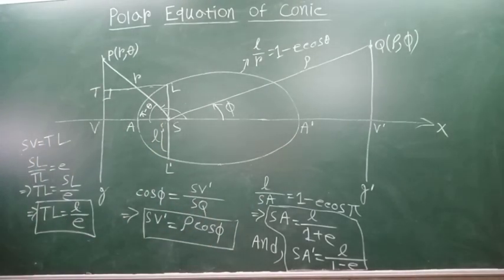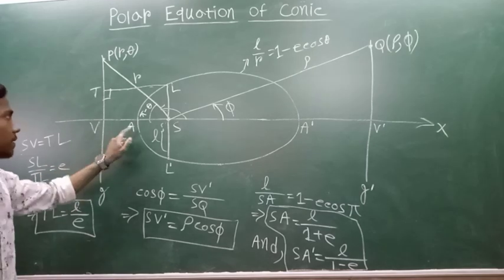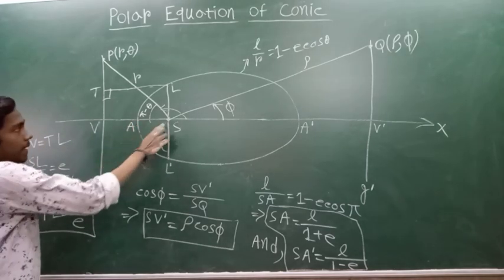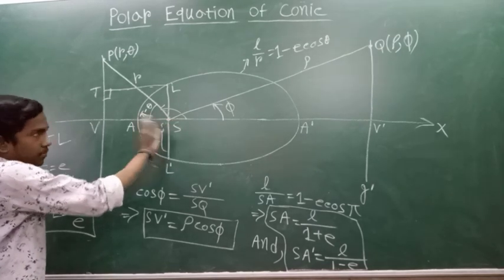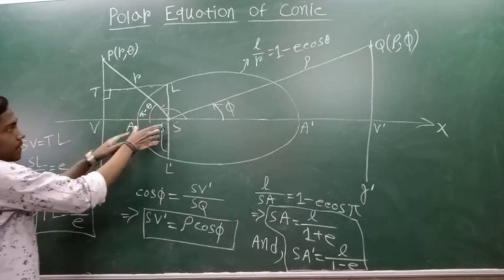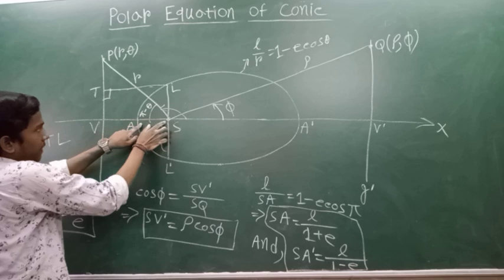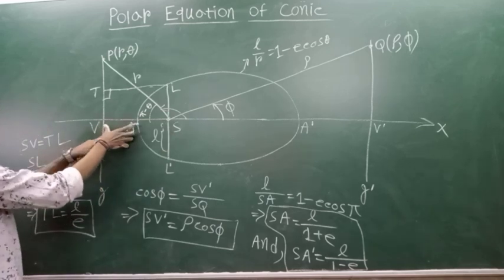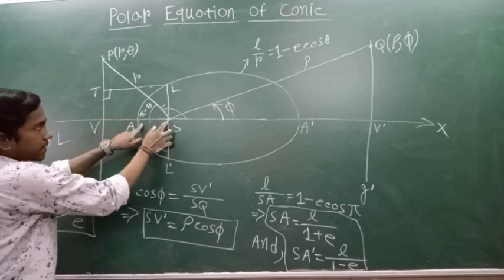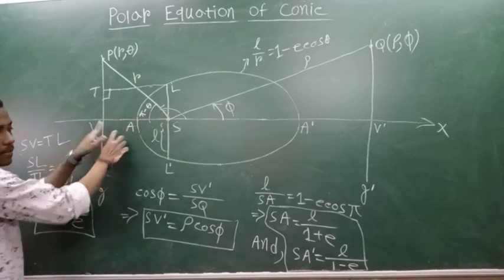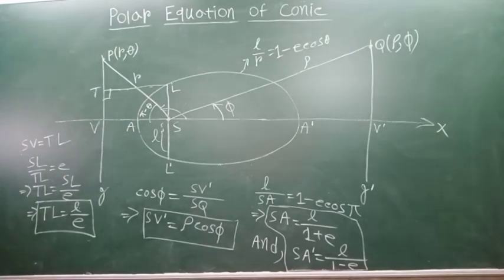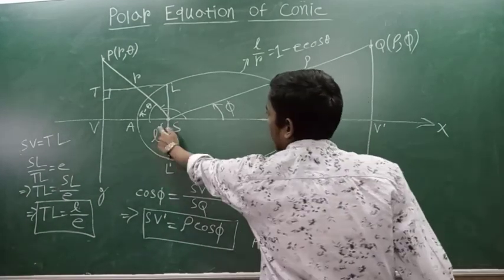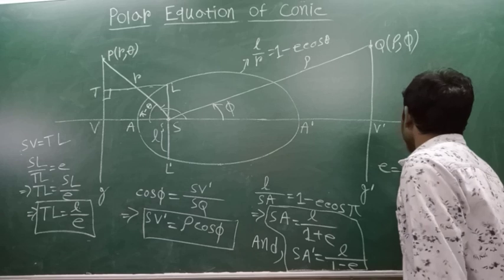Okay. So now observe carefully. A is a point on the conic, and S is the focus, S is the pole. So we can say that this distance SA divided by this distance AB dash, which is the distance of point A from the directrix, is equal to the eccentricity e. We can write eccentricity e is equal to SA divided by AB dash.